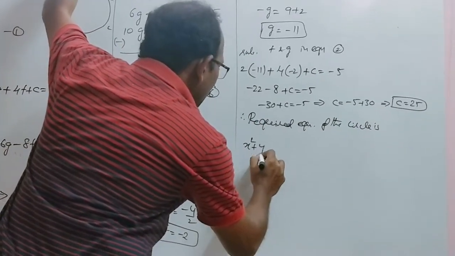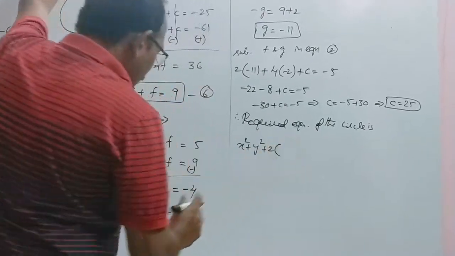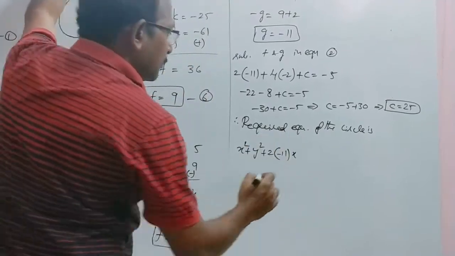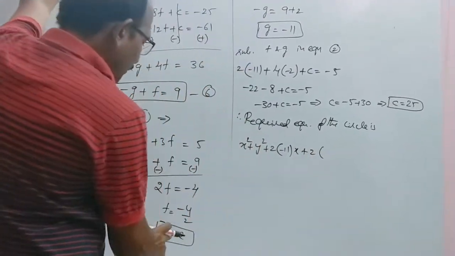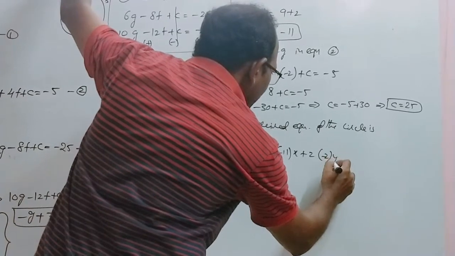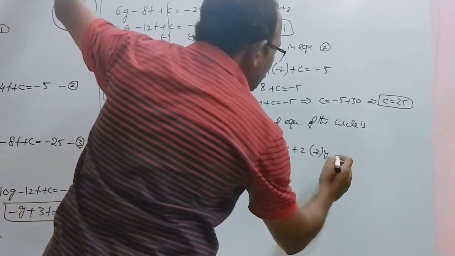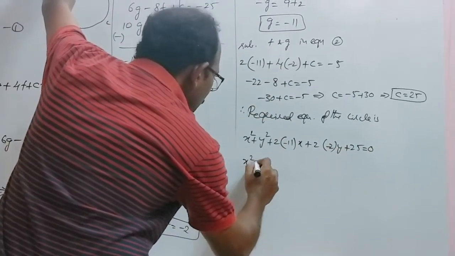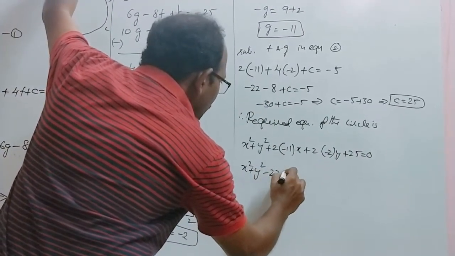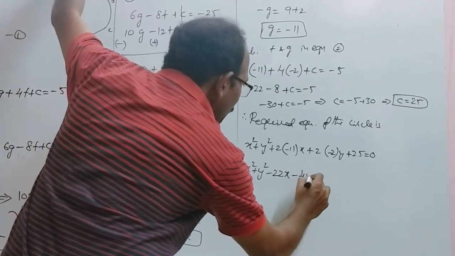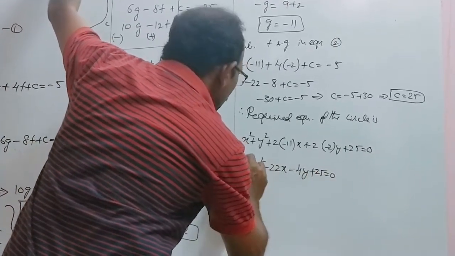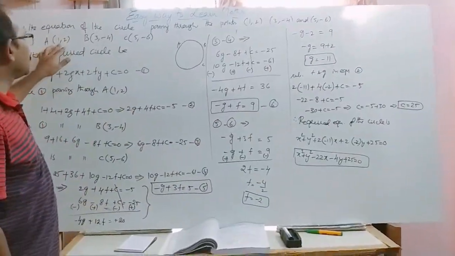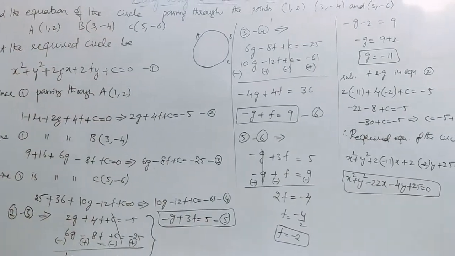is x square plus y square plus 2G x plus 2F y plus C equal to 0, where in place of G we substitute minus 11, in place of F minus 2, and in place of C plus 25. Therefore, x square plus y square minus 22x minus 4y plus 25 is equal to 0, which is the required equation of the circle passing through the points A, B and C.